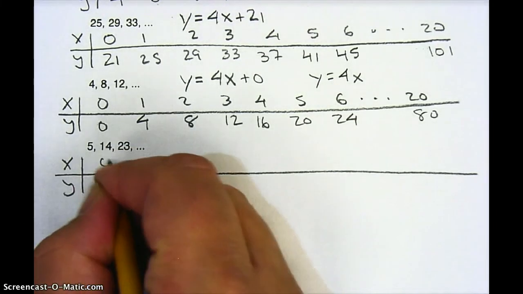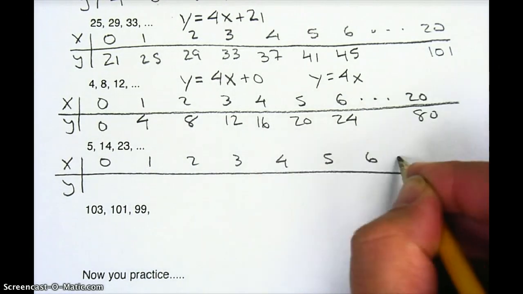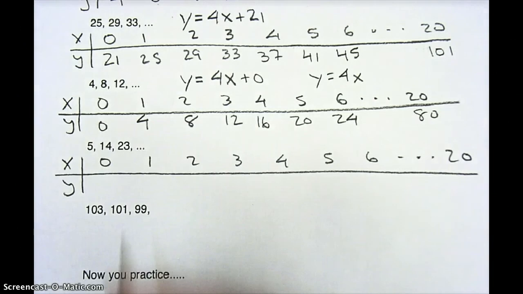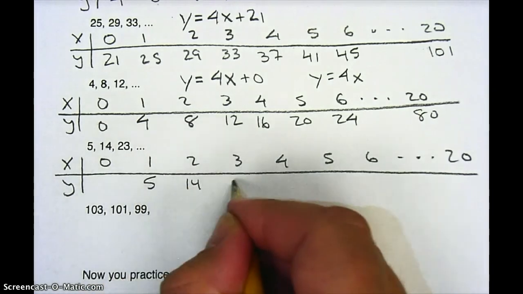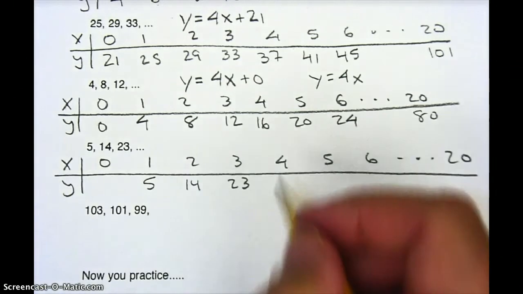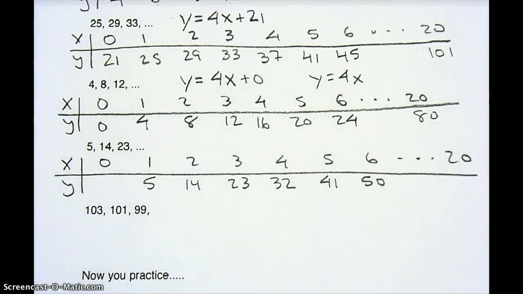X and y, 0, 1, 2, 3, 4, 5, 6. See if you can do it. If you want to write along, that would be great. So I'm going to write down 5, 14, 23. Well, I'm going up by 9 each time here, so the next 3 numbers would be 32, 41, and 50.